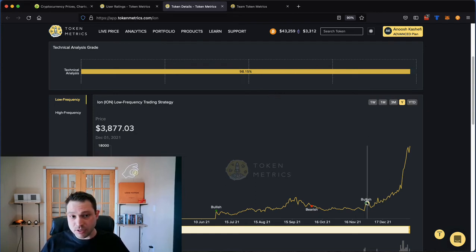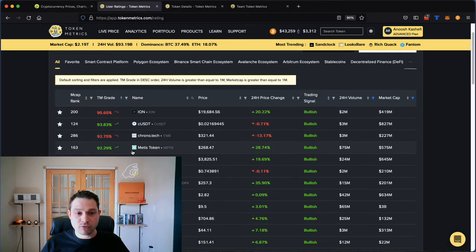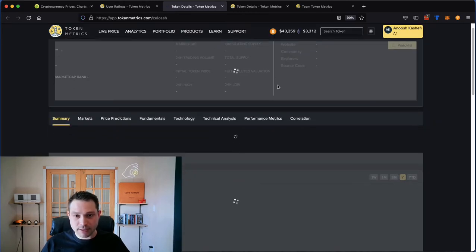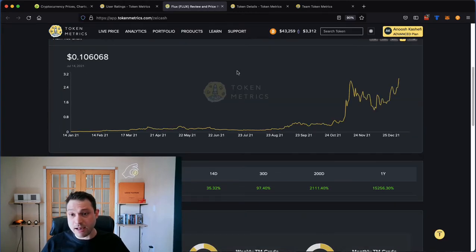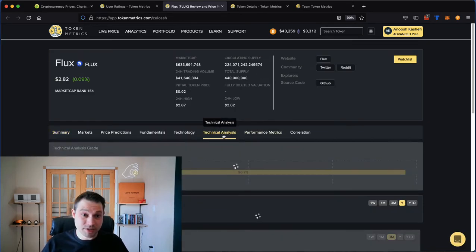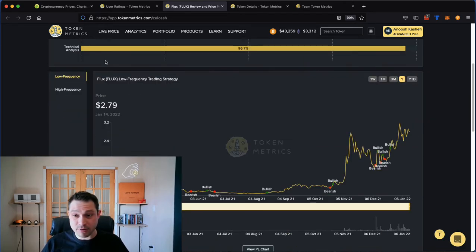So as you can see, bullish, boom, takes off. And I can show you this over and over and over. Let's just go to Flux. Okay, I'm just clicking random ones here. I haven't checked this, but I'm going to assume, because the artificial intelligence created by Token Metrics is very powerful, that you get some good signals here, okay? They're not 100%, but look at this one here. Bullish, boom, and a huge run up, okay? Bullish, boom, a huge run up, okay?